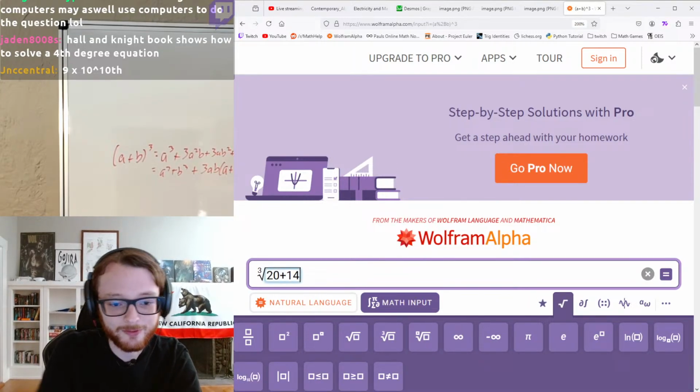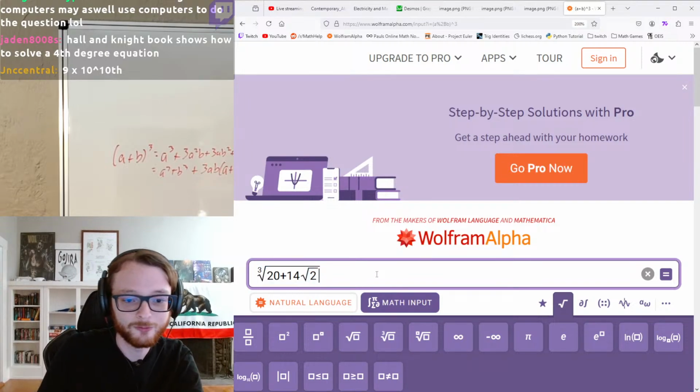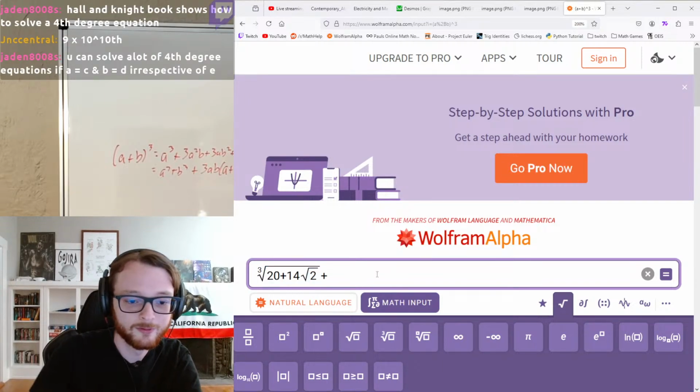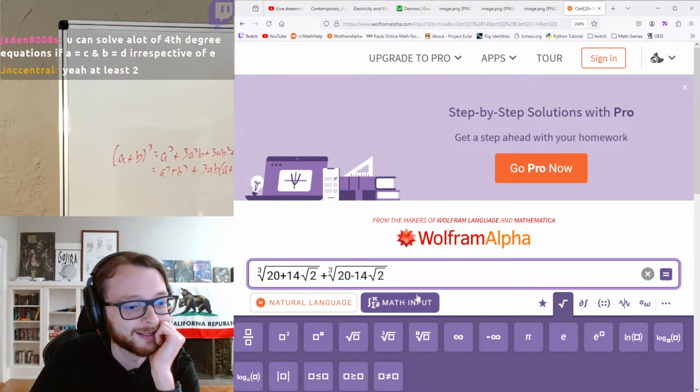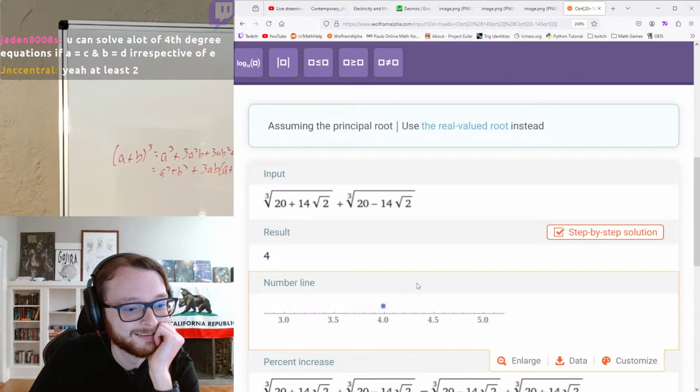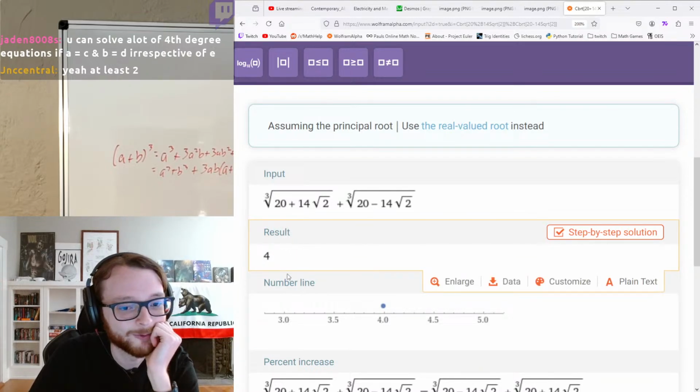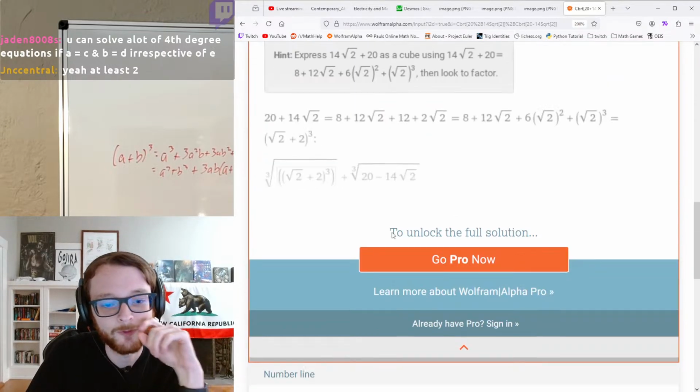20 plus 14 root 2. 20 minus 14 root 2. You're at least 2? Yeah, 4. Okay. How does Wolfram say to do it?